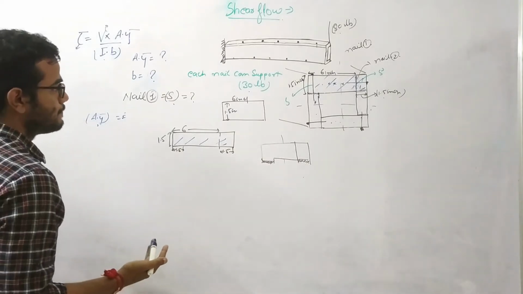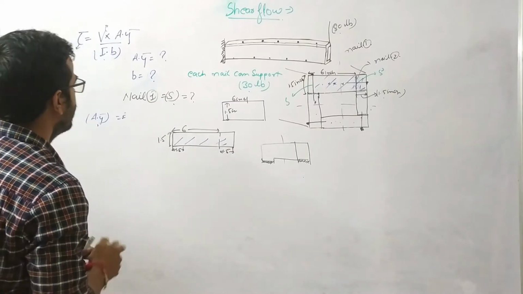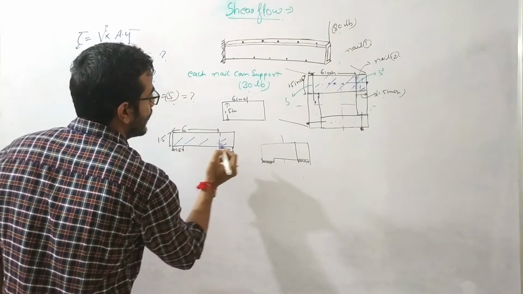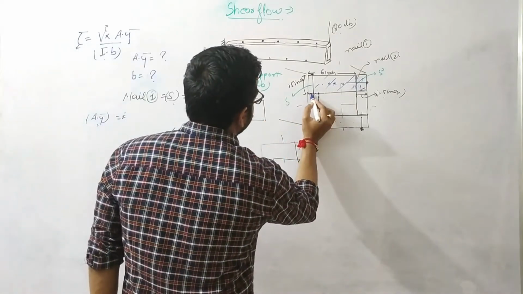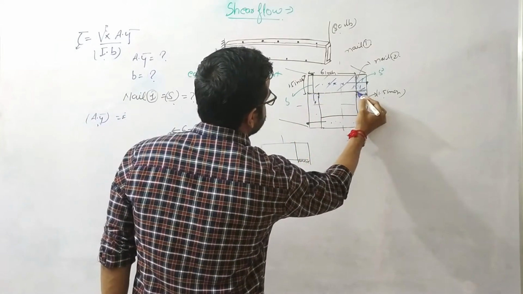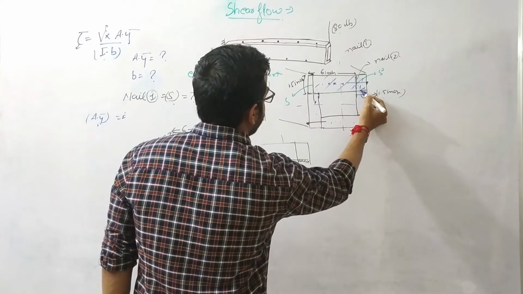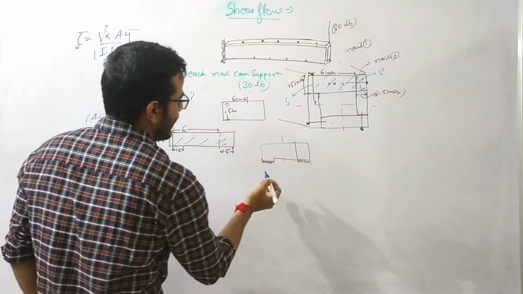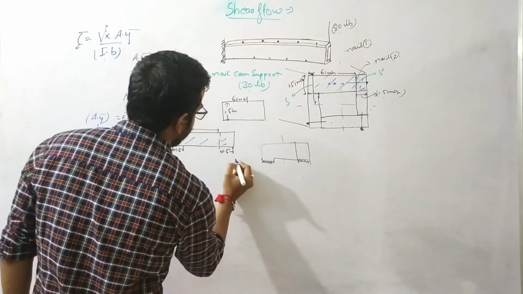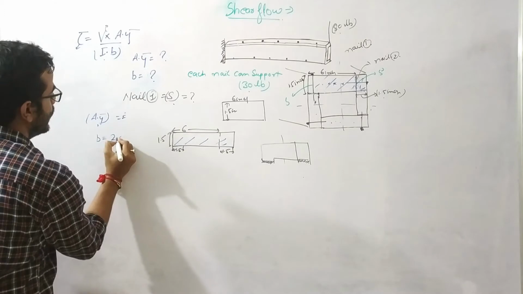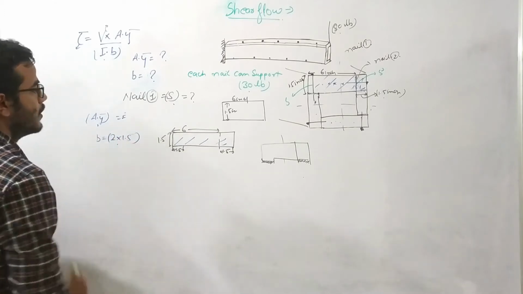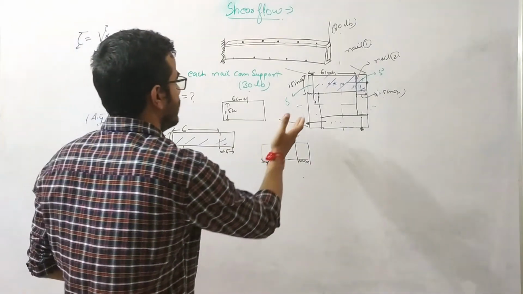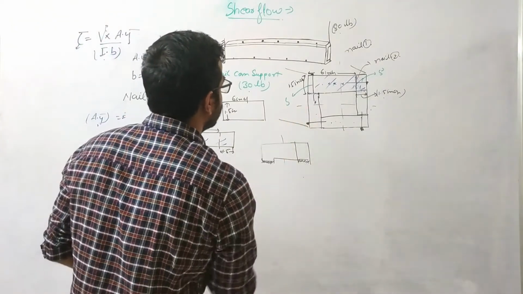Now what will be our B? B will be nothing but the resistance provided through the nails, and here the resistance is provided through the fibers. Here the resistance will be provided through the fibers. So I can say that B is nothing but 2 into 1.5. So this is the thing. Now this is the problem which we have, and this is the thing which I want to discuss.